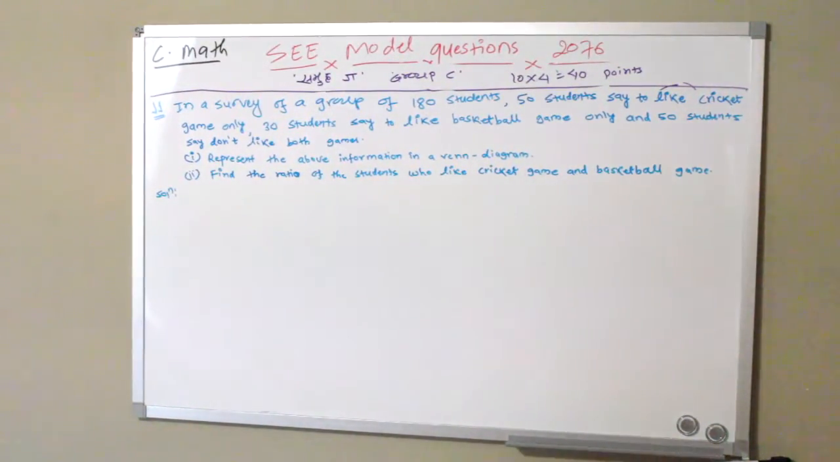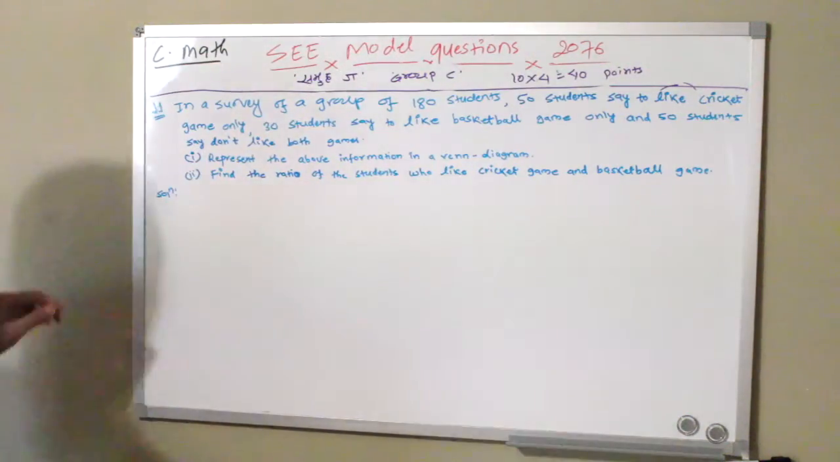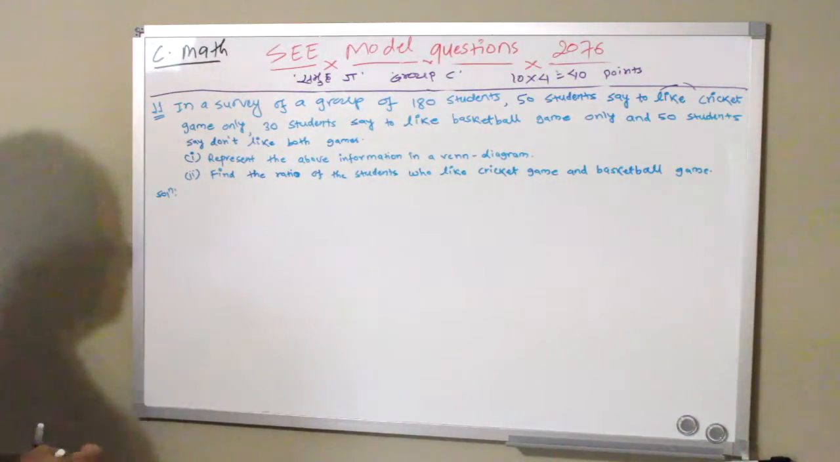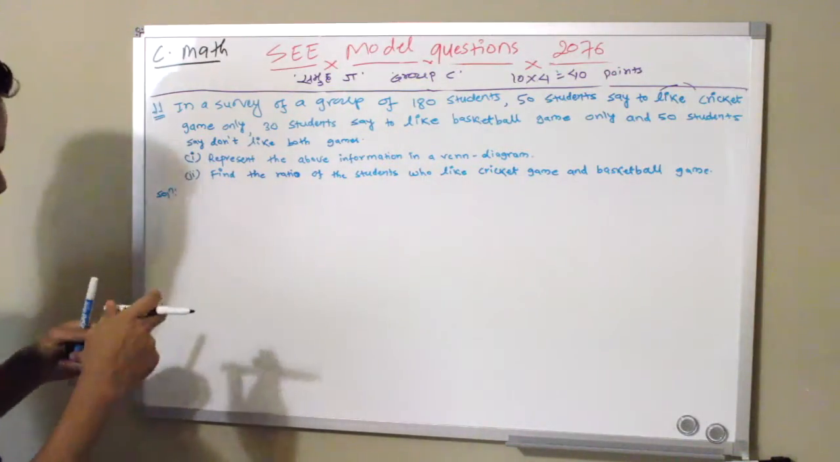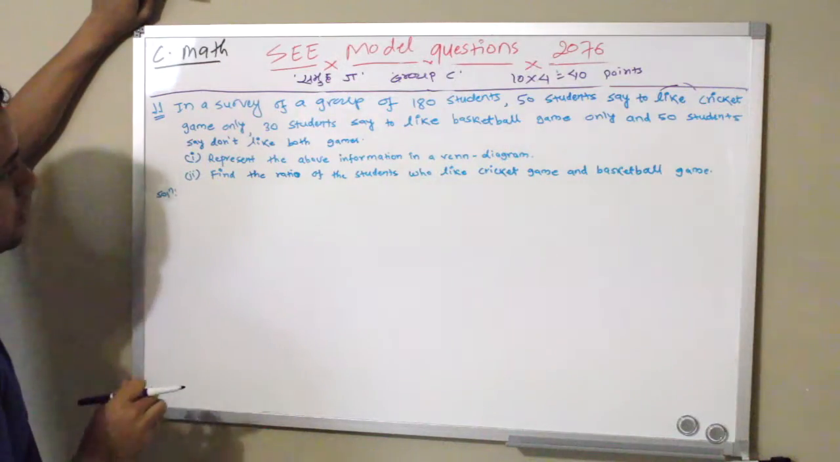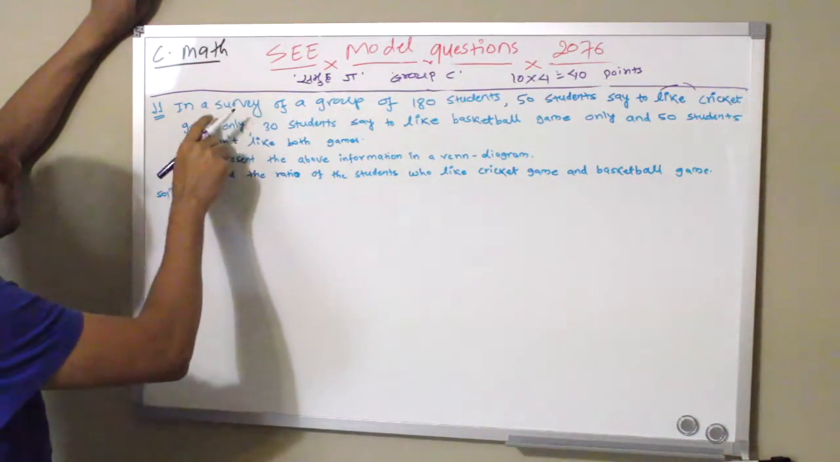Okay, this is question number 11 from group C. There are 10 questions, 4 points each. There are 40 points worth on this group C. So this is the first question from that group C. These are long questions. My board is a little bit smaller, so let me explain the question.